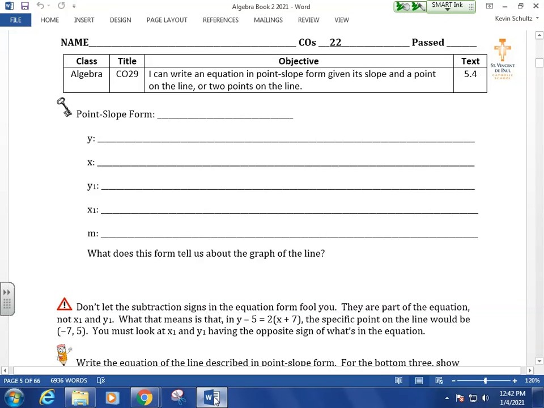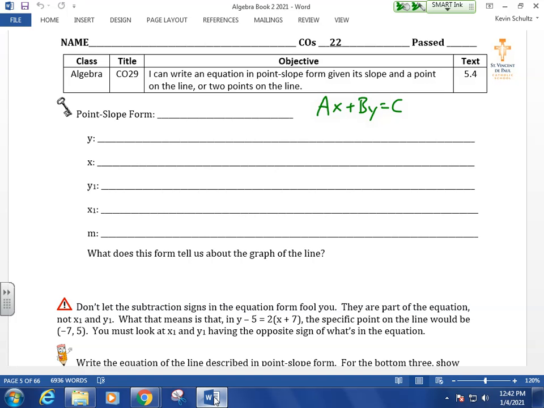Today in Algebra, we'll be learning a new form of a linear equation because, well, quite frankly, the world just doesn't have enough of them. We've already learned about standard form in Unit 3. Standard form looks like this: ax plus by equals c. And remember, a, b, and c cannot be fractions. They have to all be integers.